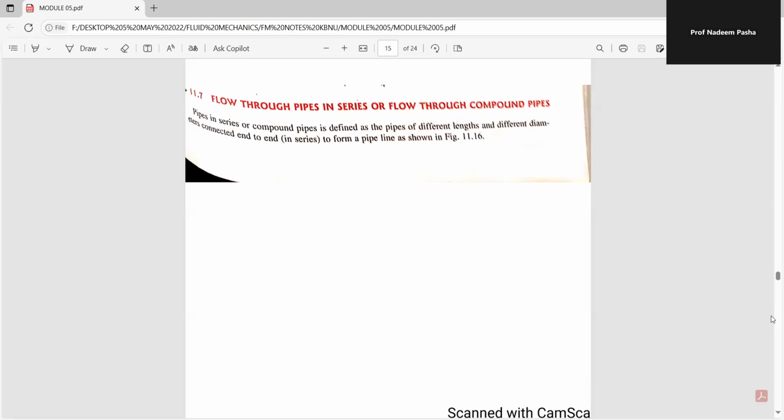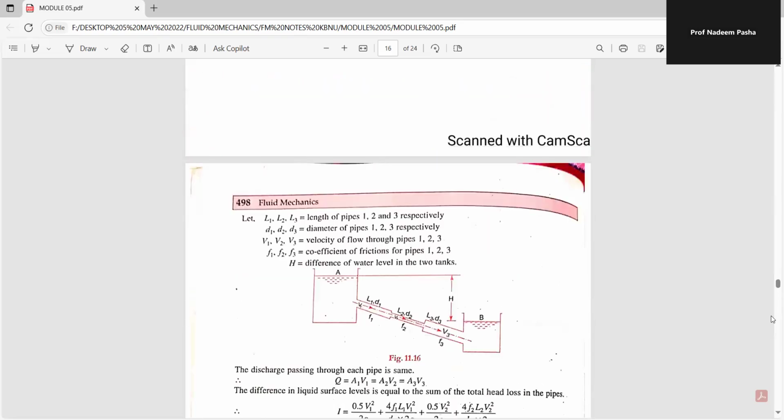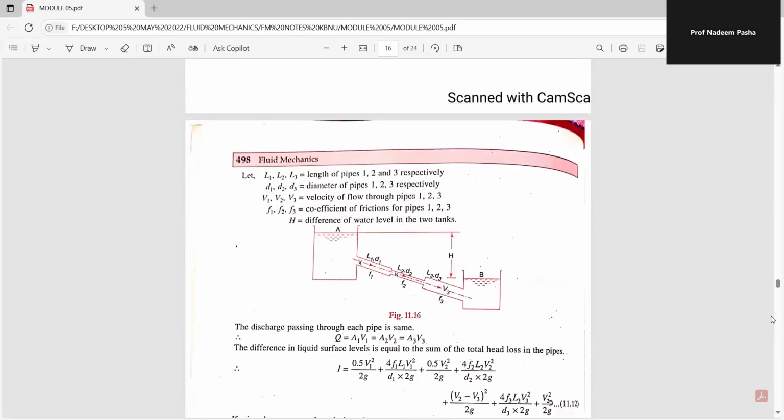So how are we defining pipes in series, or compound pipes? They are defined as pipes which have different lengths and different diameters but are connected end to end, so that's why the name pipes in series. Let L1, L2, L3 be the lengths of pipes 1, 2 and 3 respectively, different lengths of pipe. Similarly, D1, D2, D3 are the diameters of pipes 1, 2, 3. We are assuming three pipes connected end to end.